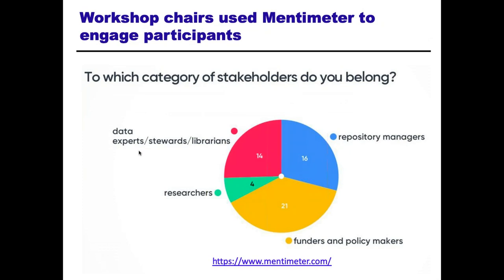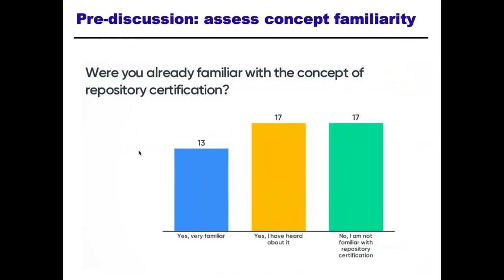So this is the representation of the workshop. We invited about 20 biomedical data repositories and their operators, and then the program officers, and you can see that they represent the community pretty nicely. In terms of familiarity with the concept of trustworthiness and repository certification, it's pretty evenly distributed. Some people are familiar with it because their repository has already got a certification, and some people have not heard about it. So it's a very good mix of a group to talk about a new concept.